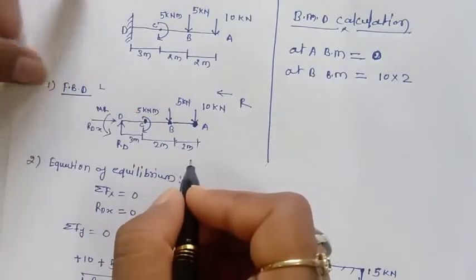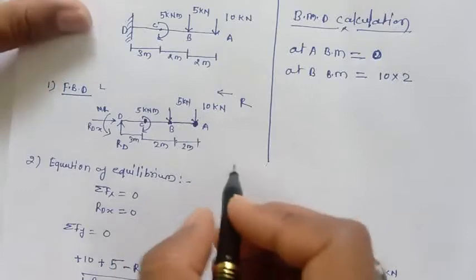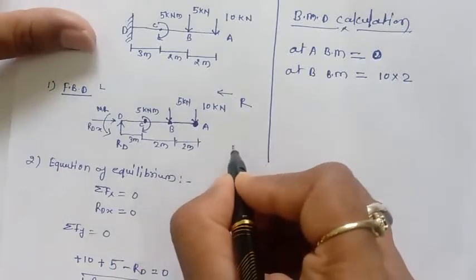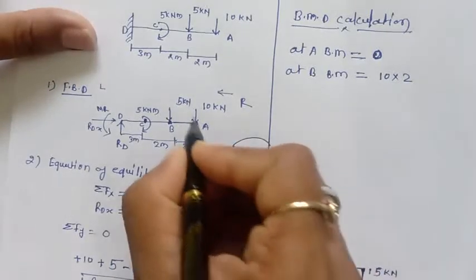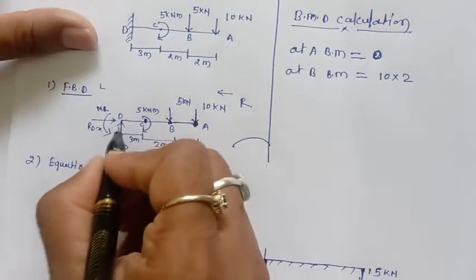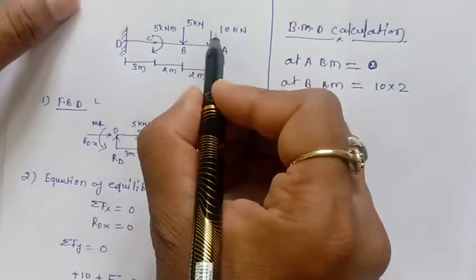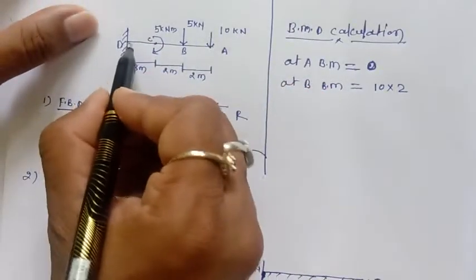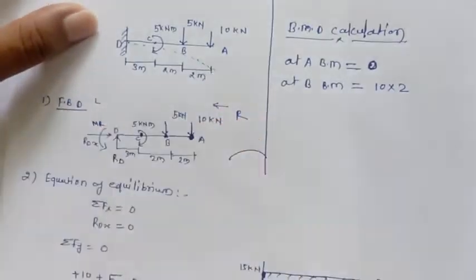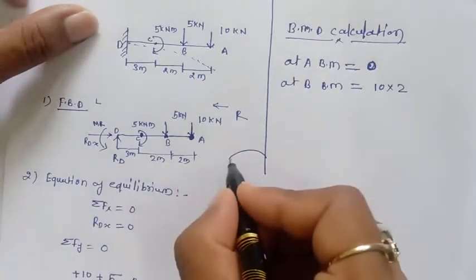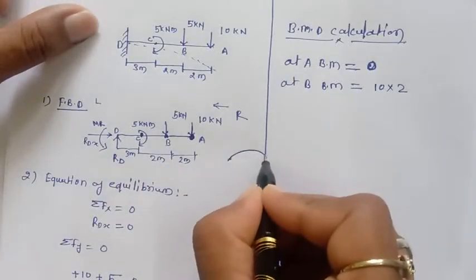For the sign convention of the bending moment, when drawing the bending moment diagram, this type of appearance is there because this is a cantilever beam, and this cantilever beam tries to rotate by this 10 kilonewton downward force, like this. So this beam will be bent like this.